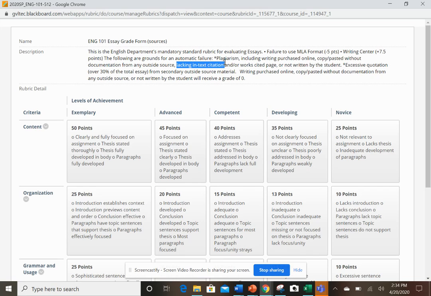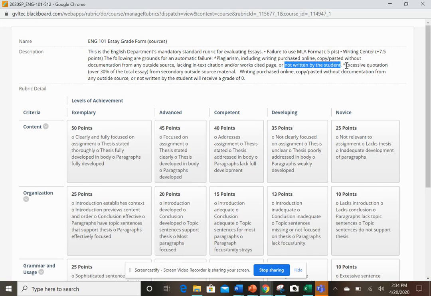If you turn in the paper and it doesn't have any in-text citations in it, it fails. I'm sorry. Or if it's missing the works cited page, it fails. Sorry. Or if there's stuff in there that's not written by you and you didn't indicate that with quotation marks, like we talked about, then yeah.